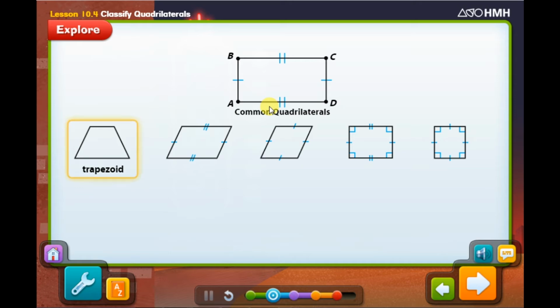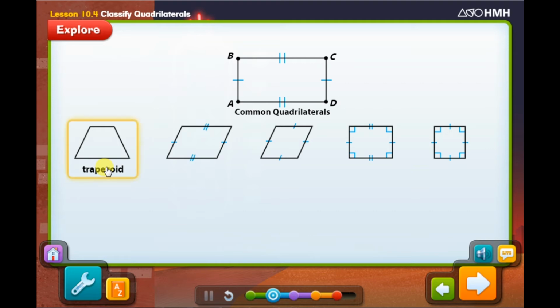So let's see the types of quadrilaterals. The first type here is the trapezoid. The trapezoid has two parallel sides. But are they equal? No, they are not equal. That's why they didn't put the tick here. But you know that this side and this side are walking side by side and they never intersect, right, or meet.